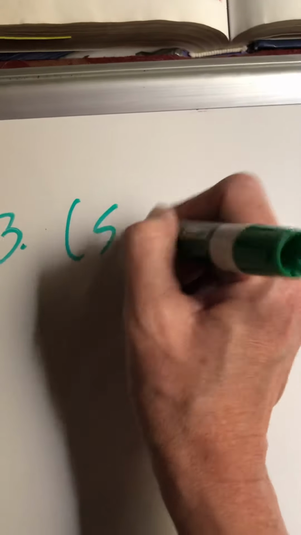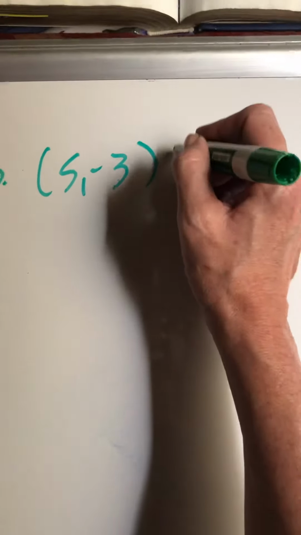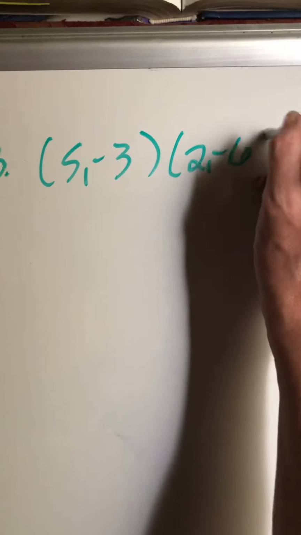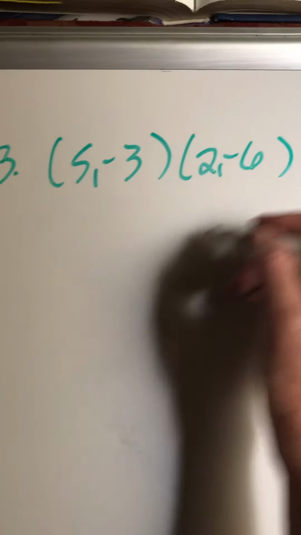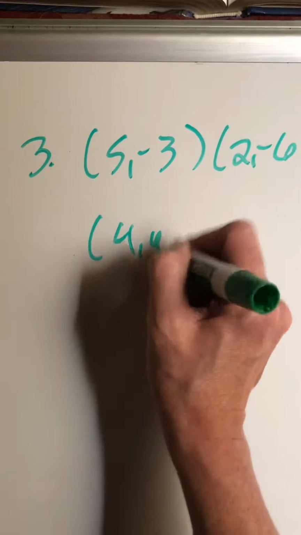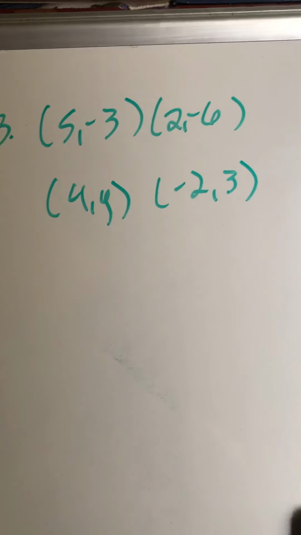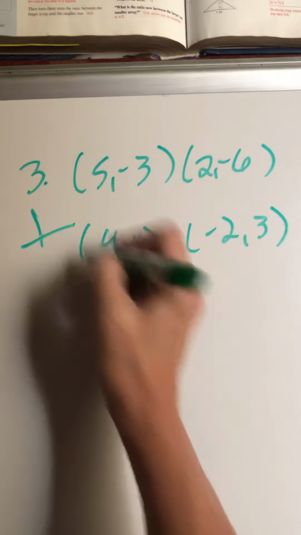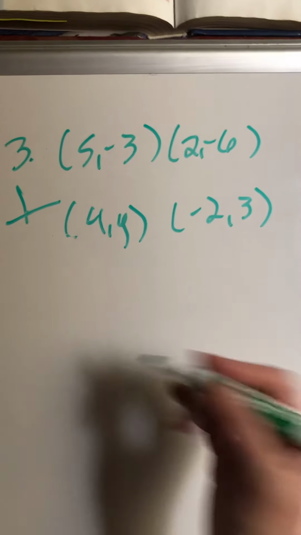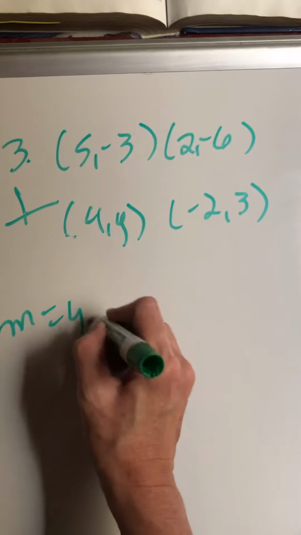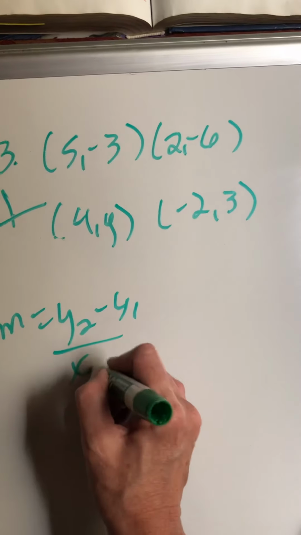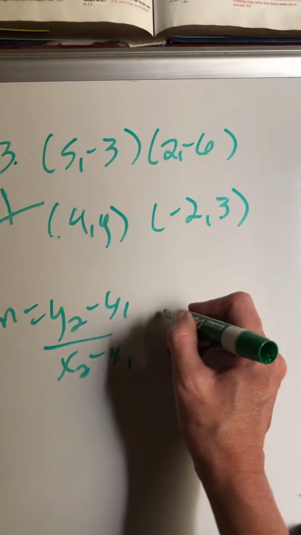Oh, and then on number 3, you've got a line that passes through 5, -3 and 2, -6. And then you've got another line that's passing through 4y and -2, 3. We want to know the value of y that makes them perpendicular. So we want these to be perpendicular, which means we want them to have an opposite reciprocal slope. So the first thing you're going to do is you're going to find the slope.